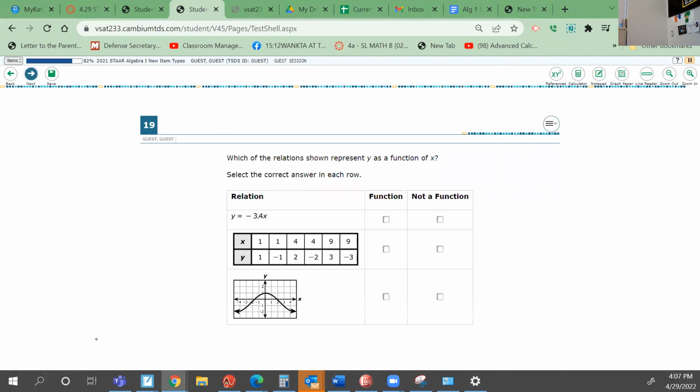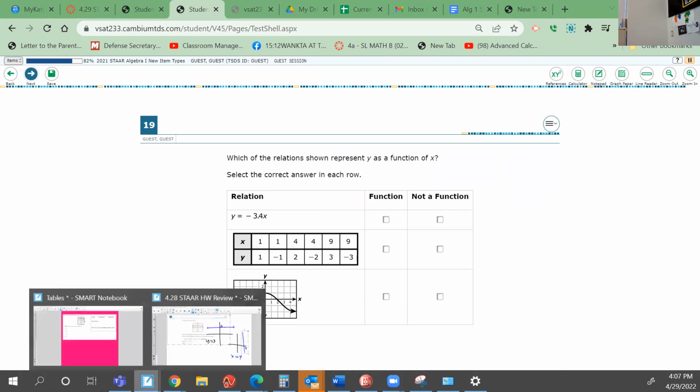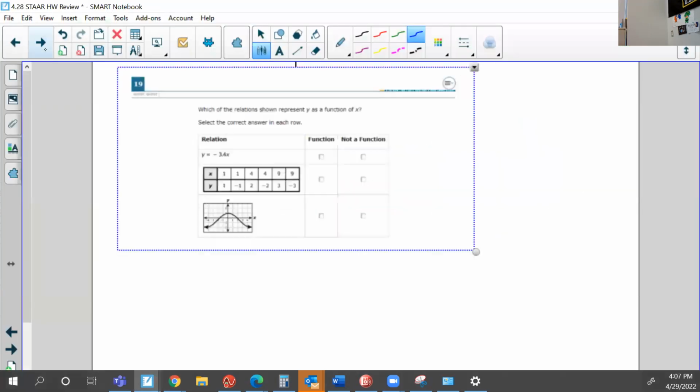Next, is this a function or not? Remember, if you're not sure, this is a straight line, a linear line. It's going to look something like this. If you're not sure what the graph looks like, graph it. So this one, the first one, y equals negative 3.4x. You know it's going to be a line going through the origin like that, a straight line. And every linear line is a function. Just remember that. That's a linear line, so yes, it's going to be a function.